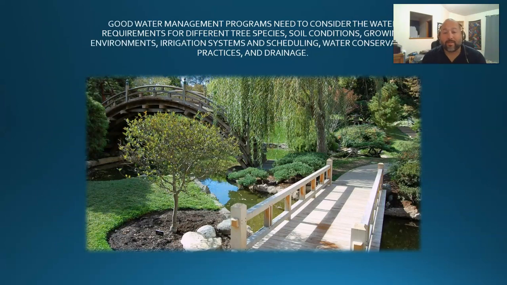Good water management programs need to consider the water requirements for different tree species, different soil conditions, different environments, different irrigation systems and scheduling, different water conservation practices, and different types of drainage. All those things play into how we manage our water, and all of those things are important to us, and we should take a look at all of them, which is what we're about to do.